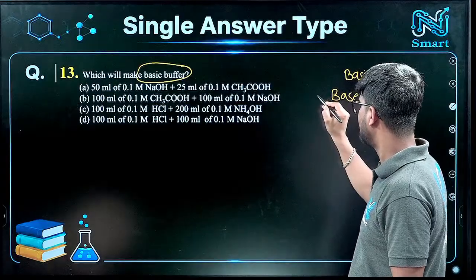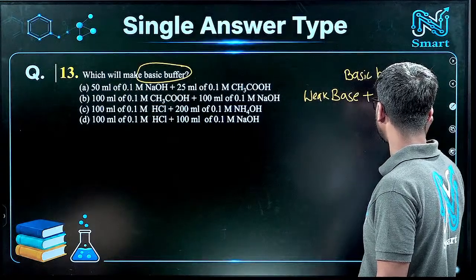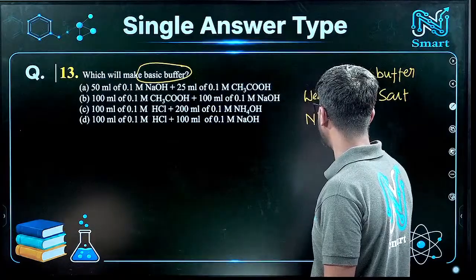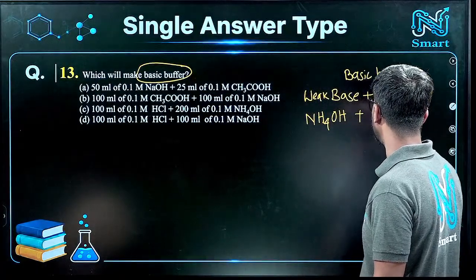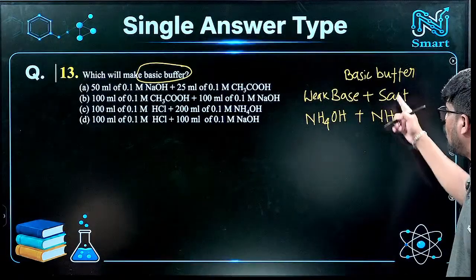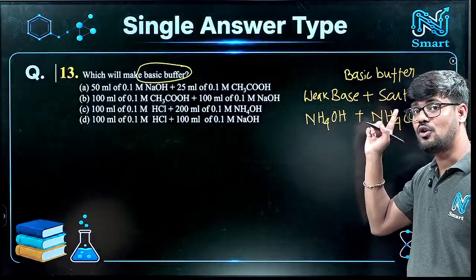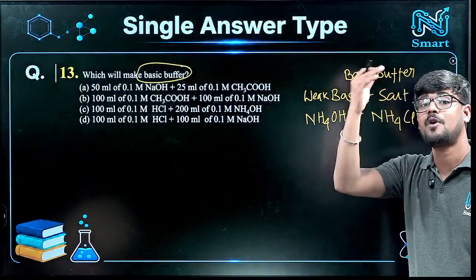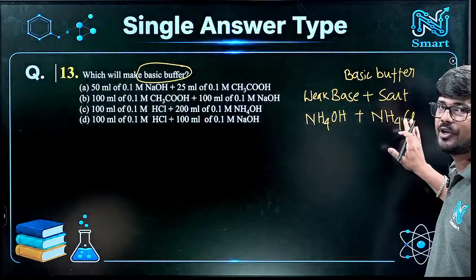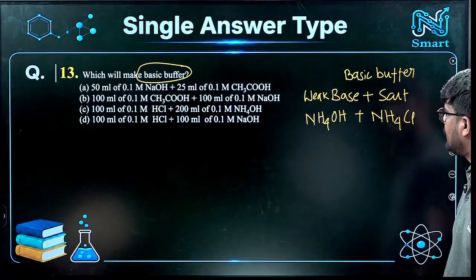So basic buffer means it must have a weak base plus its salt. Let's take one example, NH4OH, and if we have NH4Cl in the medium, that is the salt of that base. The base and its corresponding salt, and that salt must be produced with the help of a strong acid. That is the idea. So this thing must be there.